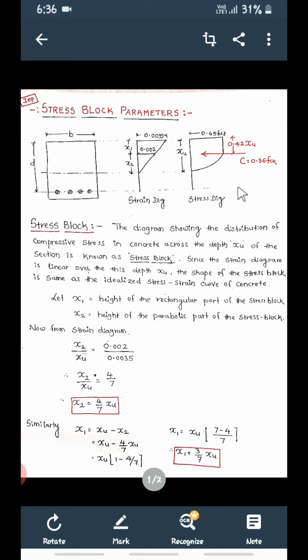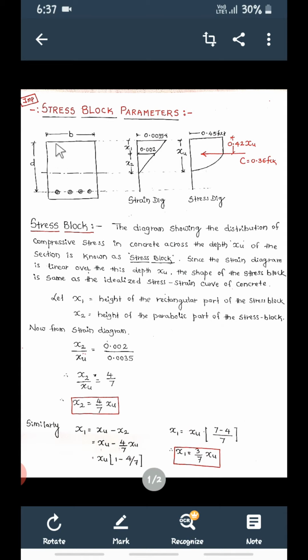Similarly, you can see the stress diagram. We are drawing only the concrete here. For this concrete portion, the stress diagram will be parabolic. What is the maximum stress in the concrete? This is stress, this is strain. Maximum strain is 0.0035. Maximum stress in the concrete at the extreme fiber is 0.45 fck. And this depth, from top to the neutral axis, is xu.